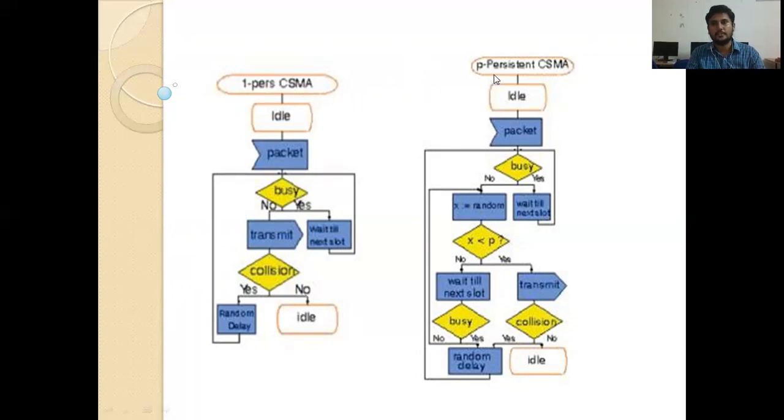Coming to p-persistent CSMA, first if the medium is idle, the packet is transmitted. If the channel is busy, it waits until the next slot. If X is less than p, it moves to transmit; if not, it waits until the next slot. If it is busy, there is a random delay. If a collision occurs, it again waits a random delay and moves to wait for the next slot. That is the difference between 1-persistent and p-persistent.